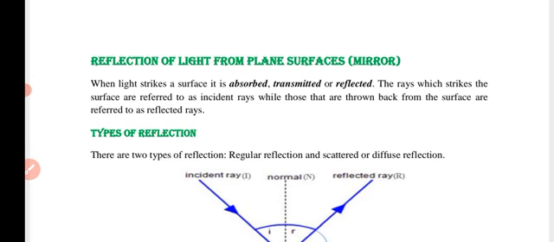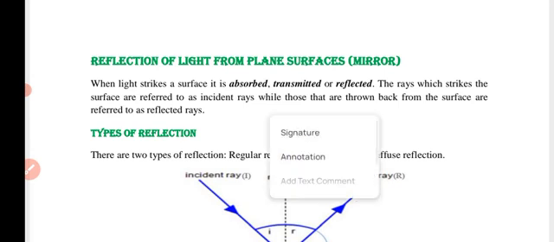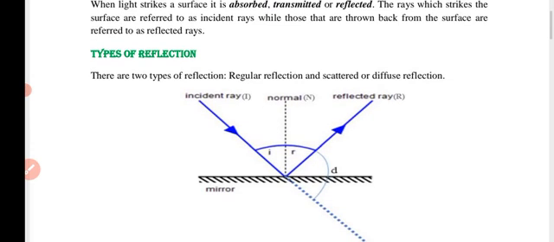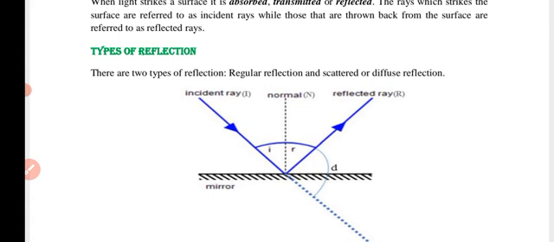We have regular reflection, which occurs when light strikes a smooth surface, and scattered reflection, which occurs when light strikes a rough surface, for example, a page of a book. Now, if you look at the diagram here, you can quickly describe what reflection is all about.